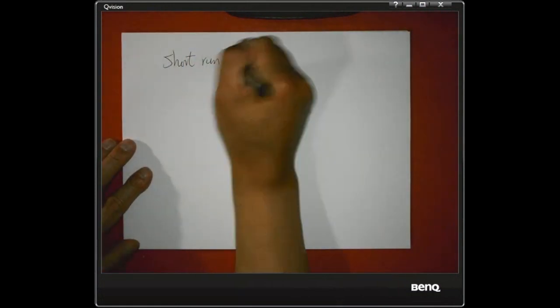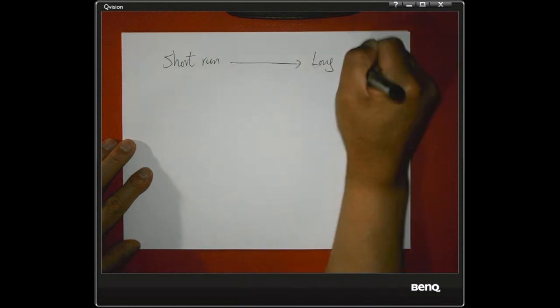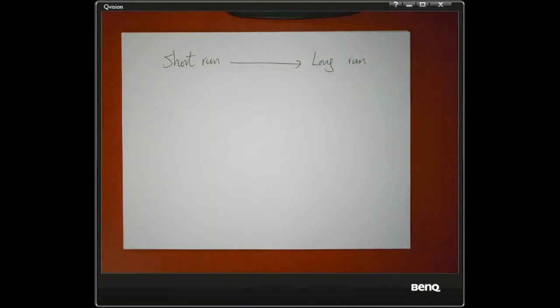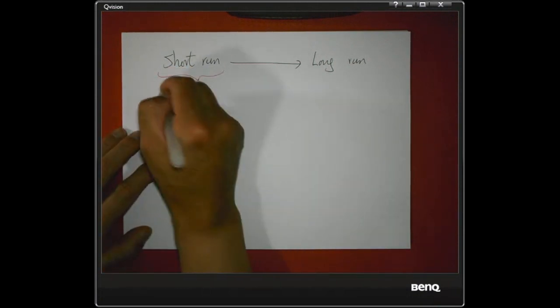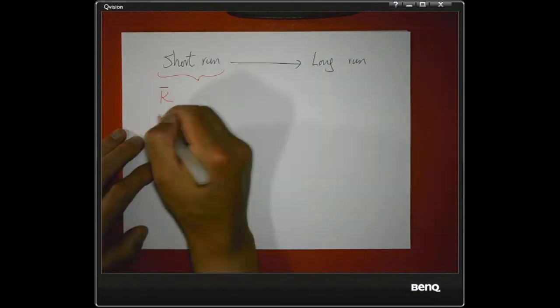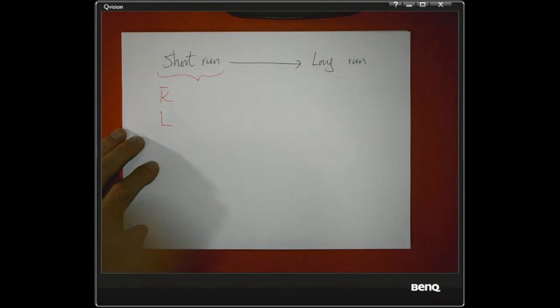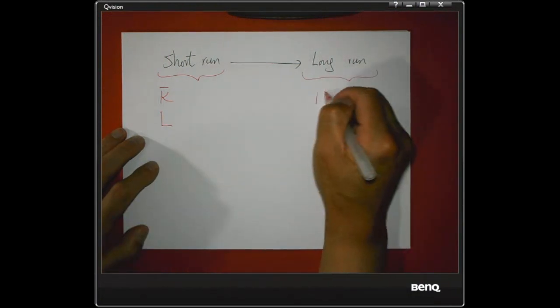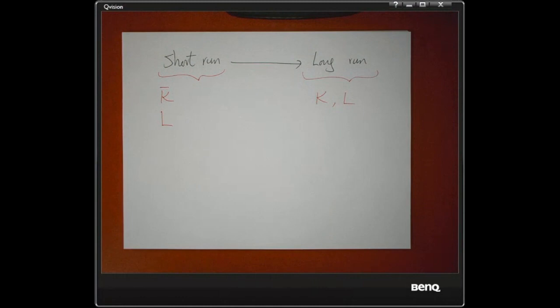And now, the short-run and long-run relationship. How are they being related to each other? Short run and long run. In the short run, capital is fixed and labor is variable. In the long run, capital and labor are variable.